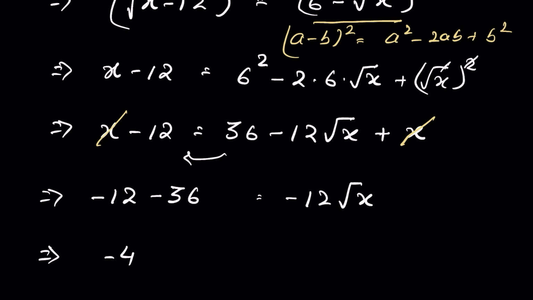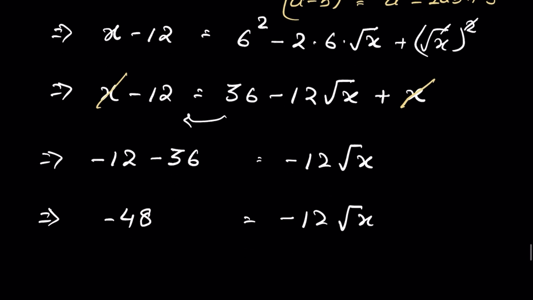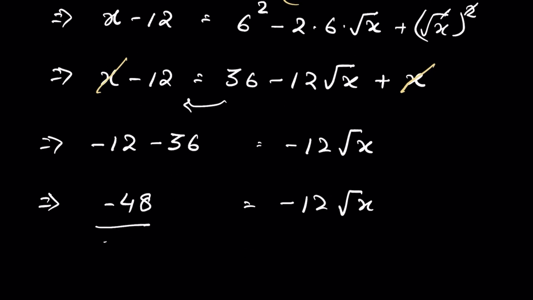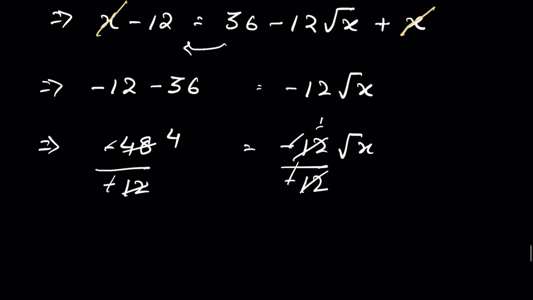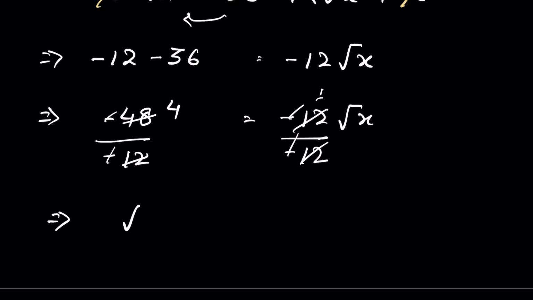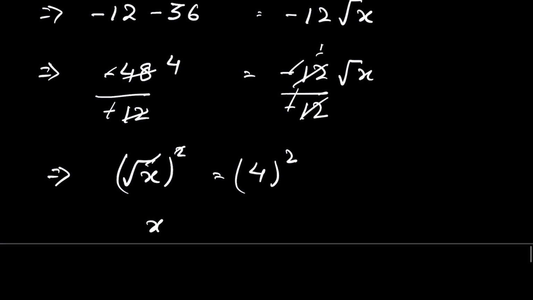So this is minus 48 equals minus 12 times square root of x. Divide both the sides by minus 12. Minus minus gets cancelled. 12 and 12 get cancelled. 12 times 4 is 48. Therefore, square root of x equals 4. Now square both the sides. Remove the square root with the square. So x equals 4 square, which is 16.